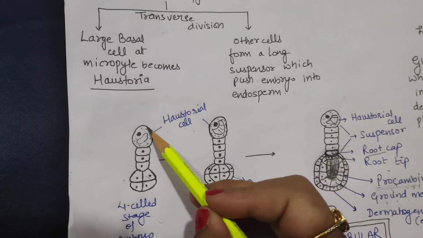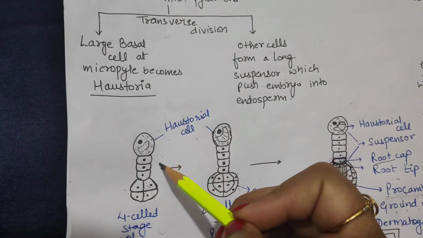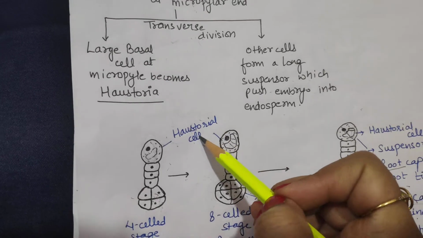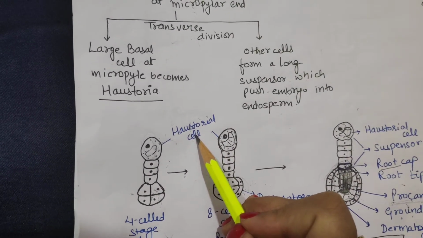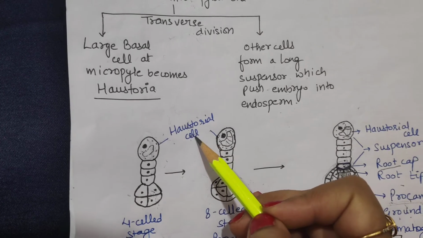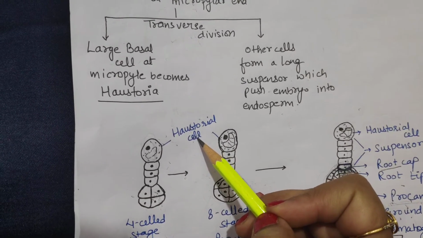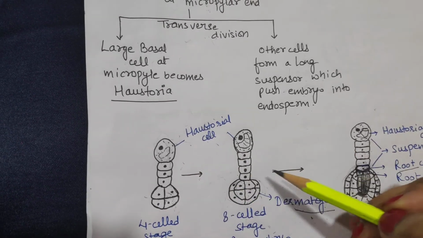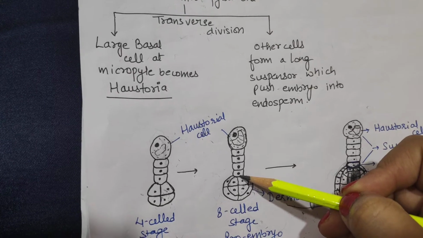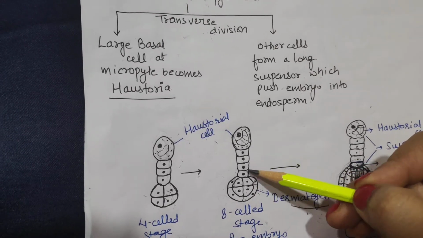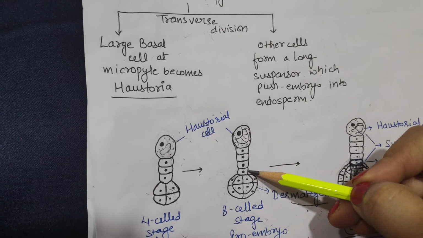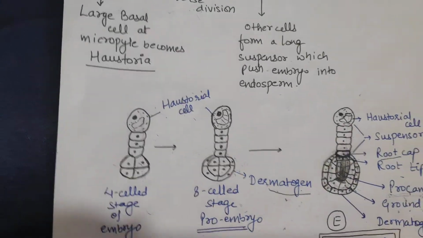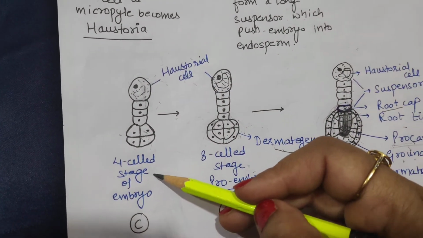So this is a large basal cell towards the micropylar end, which becomes a little large in size, called the haustorial cell. Haustoria of the suspensor is going to derive nourishment from the structure surrounding the embryo sac within the ovary, as well as a 6 to 7 celled linear arrangement of suspensor is going to be formed, which are not of very big size. The function of this suspensor is to push the embryo more and more into the endosperm so that the embryo can derive nourishment from the endosperm.